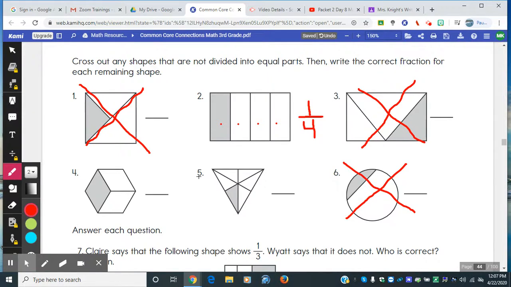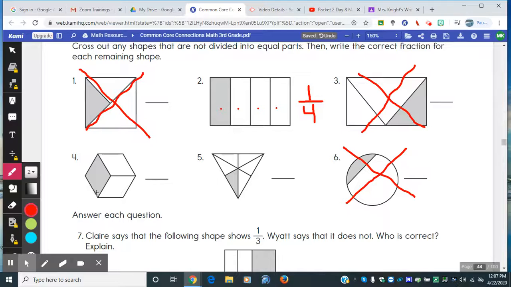All right, number 4. First thing I notice is I've got one piece that's shaded in, so that's my numerator. Now, how many pieces were there in all? 1, 2, 3. The number 1 mistake that third graders make is they say, okay, Mrs. Knight, 1 piece is colored in and 2 are left over, so it must be 1/2. And that's not correct. And the reason why that's not correct is because your denominator, the bottom number, needs to tell me how many pieces there are in all, including the colored piece.